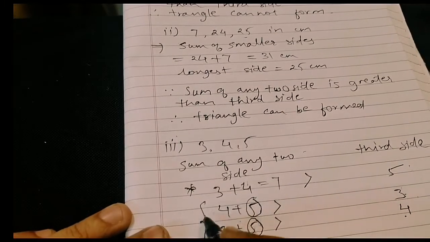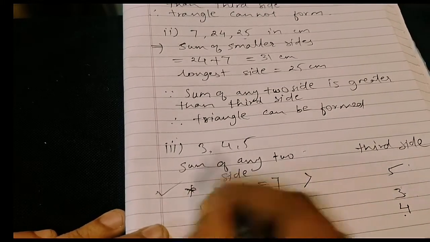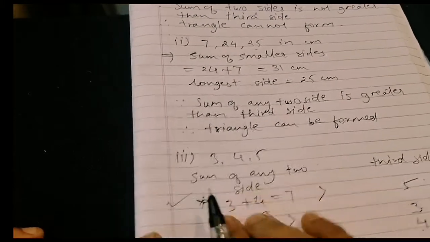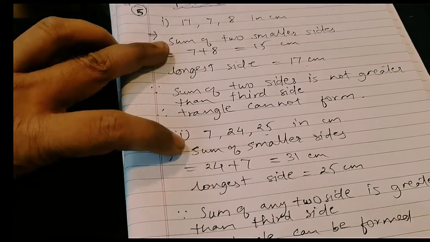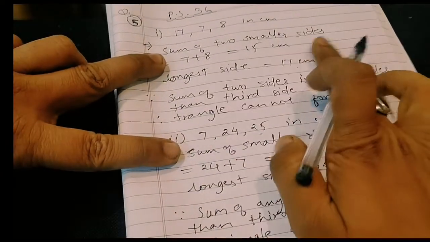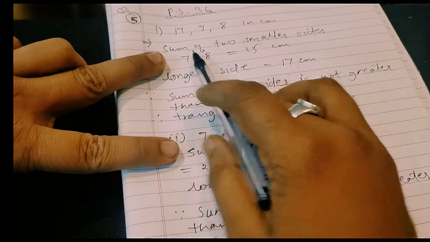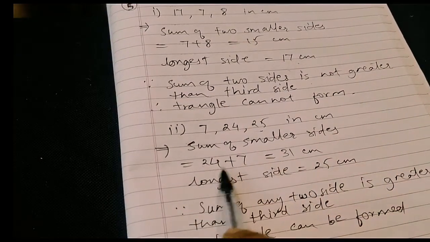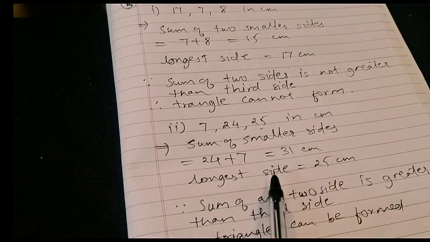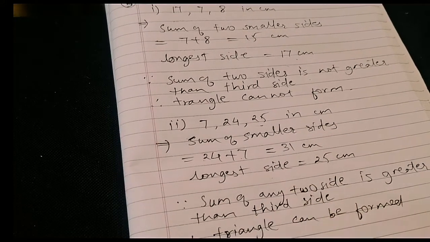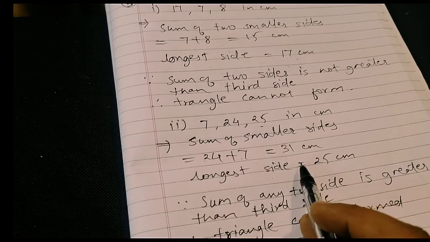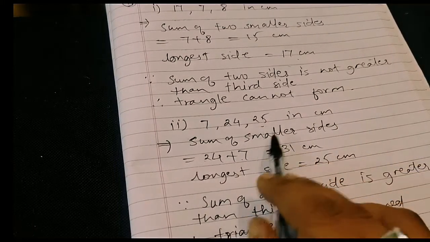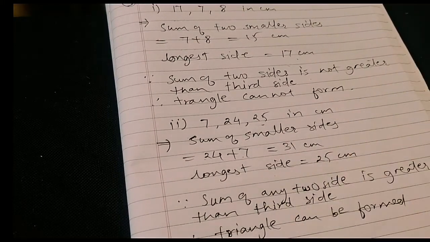So there is no need to check the remaining two conditions once the first condition is satisfied, the addition consisting of the two smaller sides. And that is why while solving these sums, sir has chosen only one condition, that is the sum of two smaller sides. Once the addition of these two smaller sides is greater than the third side, then the triangle can be formed. If the sum of these two sides is smaller than the third, the longest side, then the triangle cannot be formed. If the sum is greater, then the triangle can be formed. Only that much we have to check.